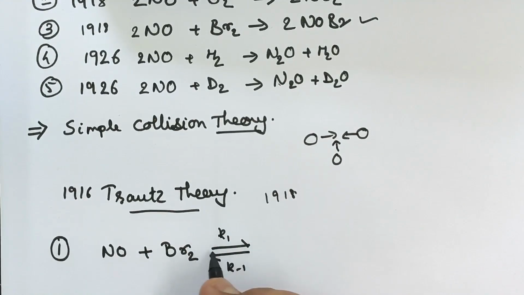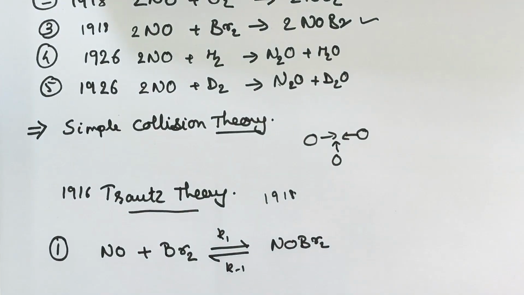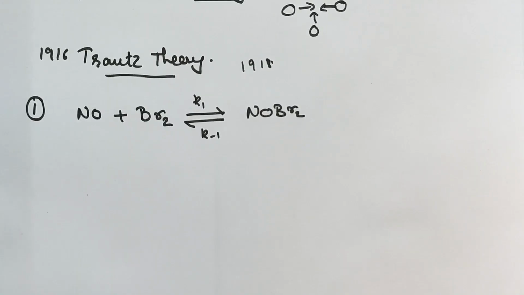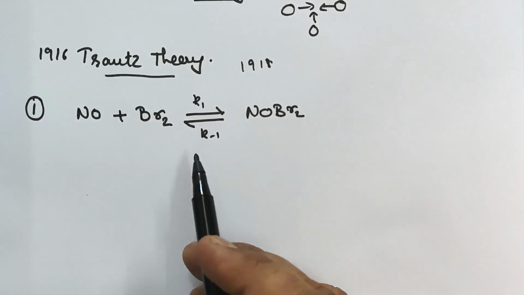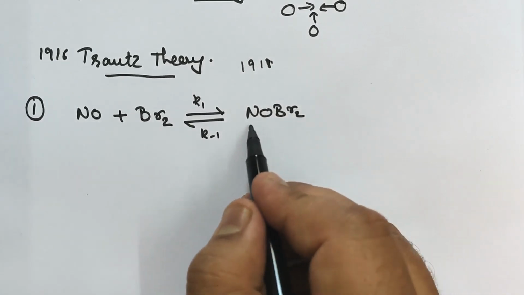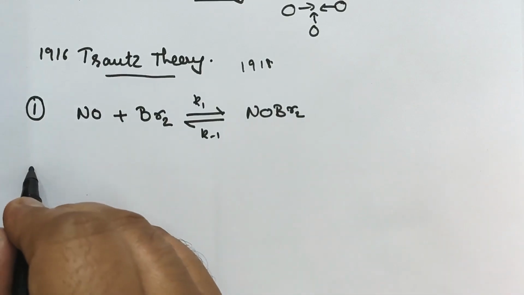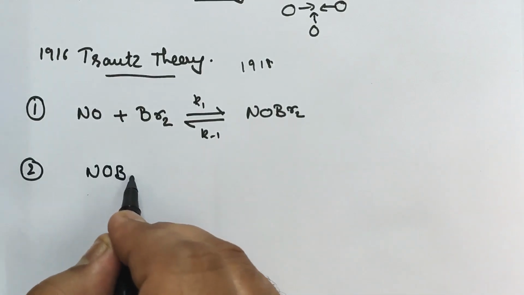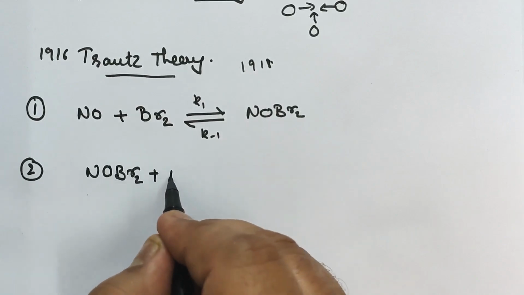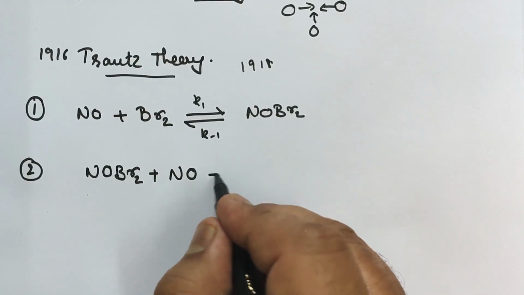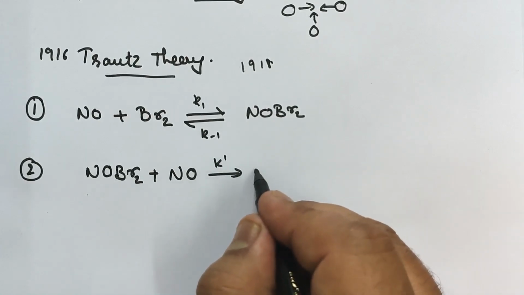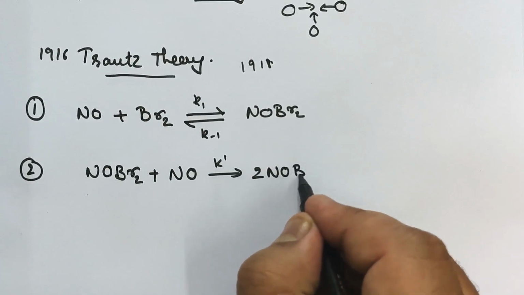So we can write K1 for the rate of forward reaction, K-1 for the rate of reverse reaction, and we will have NOBr2. So this is our activated complex that is formed after the sticky collision between NO and Br2. And further, this complex has a very short life, and the second step would be that this complex will further react with one more mole of nitric oxide, and as a result we can write K dash. So we will have 2 NOBr.